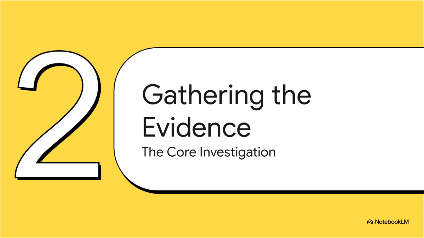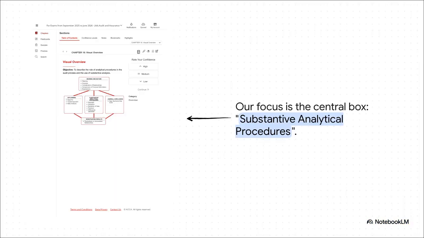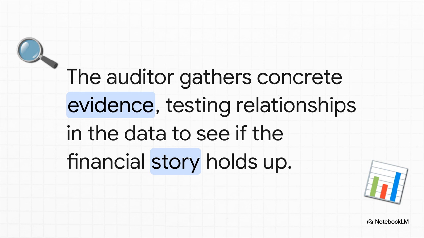All right, the plan is locked in. Now it's time to roll up our sleeves and get our hands dirty. Welcome to the core of the investigation, gathering that substantive evidence. Back to our roadmap. We are now dead center, in the engine room of the audit, substantive analytical procedures. This is where the auditor shifts gears from high-level planning to really detailed, tough testing. This part is all about verification.